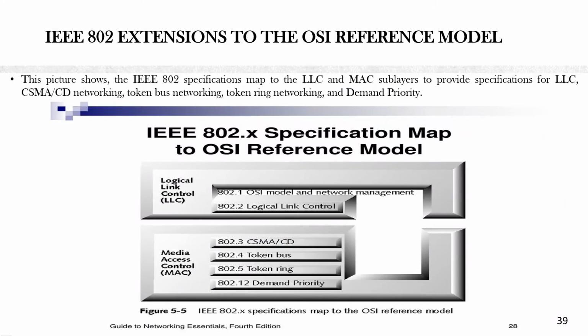This picture shows the IEEE 802 specifications mapped to the LLC and the MAC sublayers to provide specification for LLC, CSMA/CD networking, token bus networking, token ring networking, and demand priority.